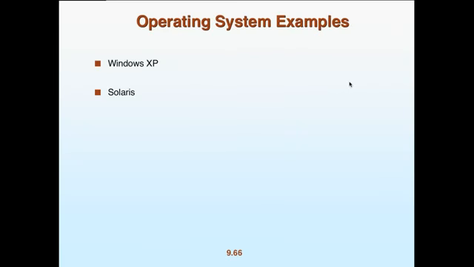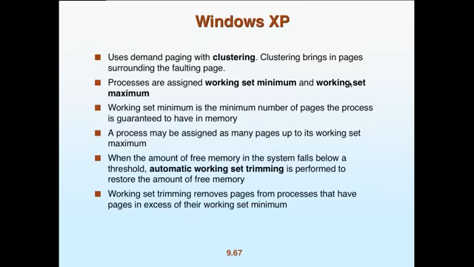I'm not going to cover the operating system examples because I've given them to you already. We've already talked about Windows and Unix, but just to put it into a summary for you, Windows does use demand paging. It does it with clustering, and clustering brings in pages surrounding the page fault itself. Processes are designed with a working set minimum and a working set maximum. We have automatic working set trimming, so it automatically adjusts, actually. They're supposed to automatically adjust.